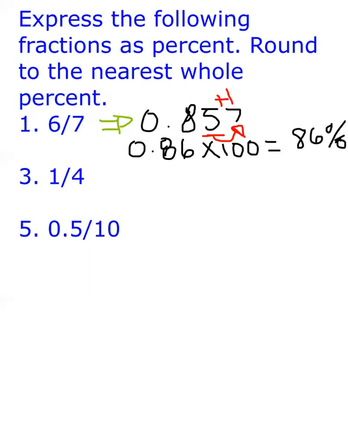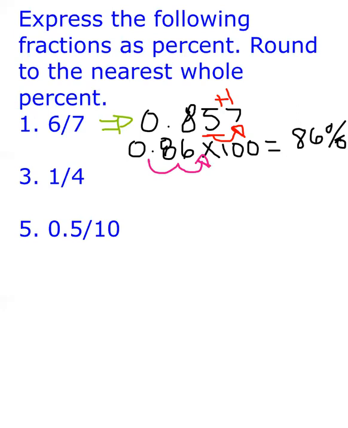And remember also, if you would like to do it the other way, you just move the decimal 2 spaces to the right whenever you're converting fractions to percent. We look at the decimal and then we move 2 spaces to the right. Okay, so that would also give us our 86%.